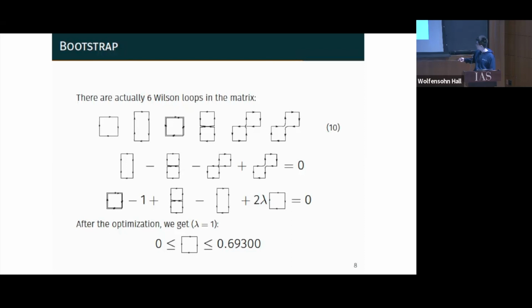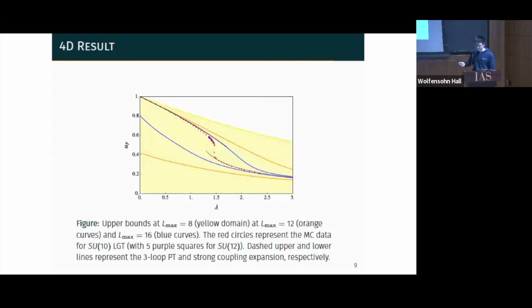So after setting up the optimization problem, we can maximize or minimize the one-plaquette average. When we set lambda equal to 1, there is an upper bound and a lower bound. The lower bound is trivial, and the exact value here in 2D is 1/2. Then let's push it up to 4D and push the length cutoff up to 16. This is the final result.